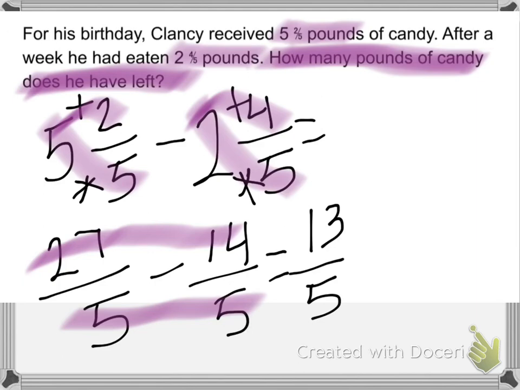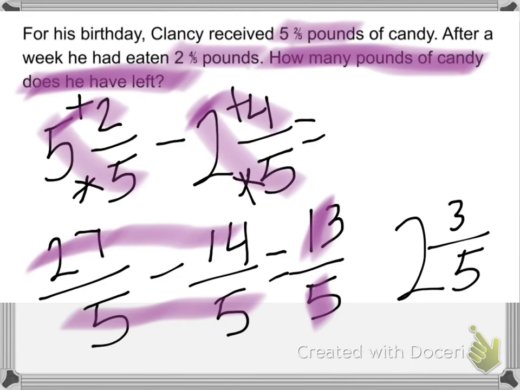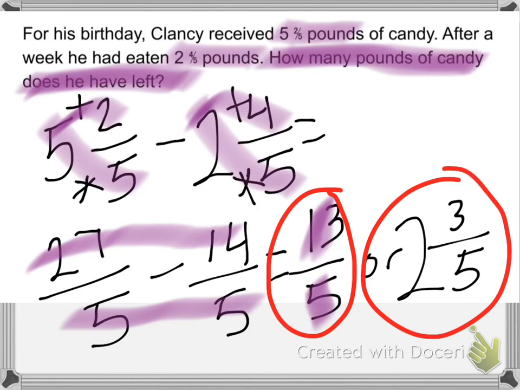If you want to leave it like that, you can, or simplify it. It's up to you. 5 can go into 13 2 times, and there's 3 remaining. 3 out of the 5 remaining. If you want to leave it like this, you can, or simplify it. It's up to you. They're both equivalent fractions.